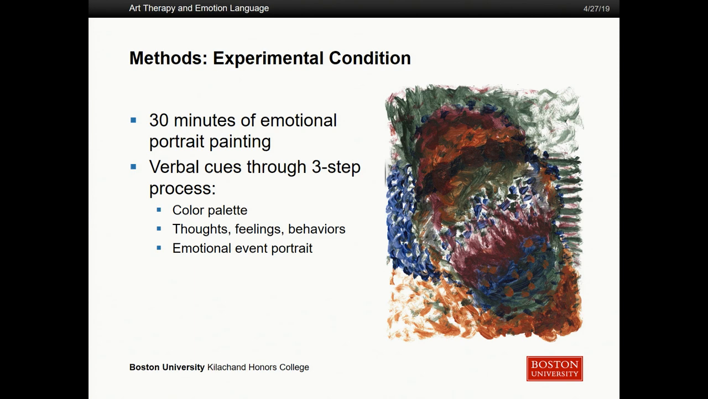They would then break an emotional event into three key parts: thoughts, feelings, and behaviors. And they would use different textures, shapes, or symbols to describe these different components. And then eventually at the end, they would combine both the colors that they created and the different components that they developed to create one emotional event portrait, which was an abstract representation of an emotional event that they had experienced.